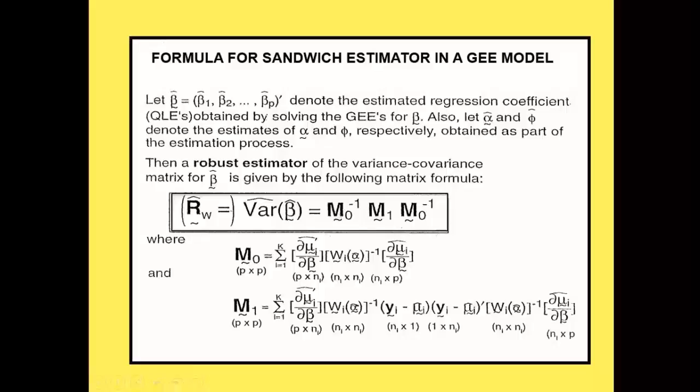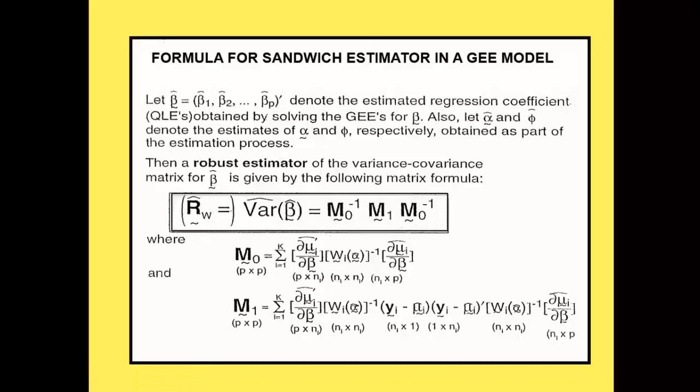M0 inverse. If you remember the matrix notation, M0 with a minus one means an inverse, okay? So what you're doing is you're taking the inverse of some matrix called M0, multiplying it by a different matrix, M1, and then multiplying it again by the inverse of the same matrix that you started off with. Now, the reason why this is called the sandwich estimator is because this side and this side are the same. The left side and the right side of this three-way product are exactly the same.